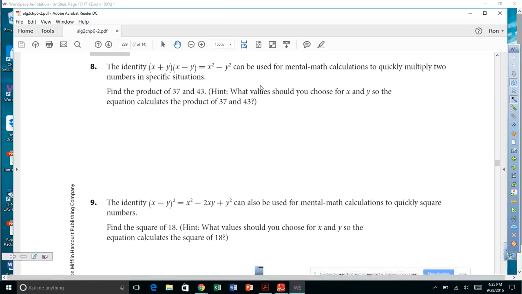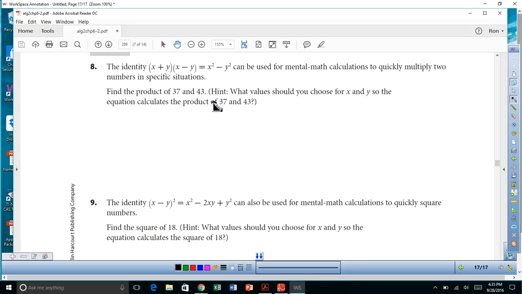So, hint, what values should you choose for x and y so that the equation calculates to (x + y)(x - y)? So let's see, let's do 43 because that's x plus y. That's going to be 40 plus 3, right? And then that gives you 43, and then 40 minus 3, that gives you 37. So essentially we're multiplying 43 times 37. And that's going to be 40 squared minus 3 squared, right?